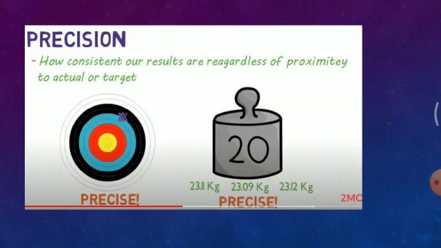And for the 20 kg dumbbell, if you measure, you will get 23.11 kg, 23.09 kg, 23.12 kg. That means more or less in three measurements, you are getting nearly 23 kg. So this is not the exact value, but whenever you are measuring, you are getting the same repeated measurements. That repeated measurement is called precision.